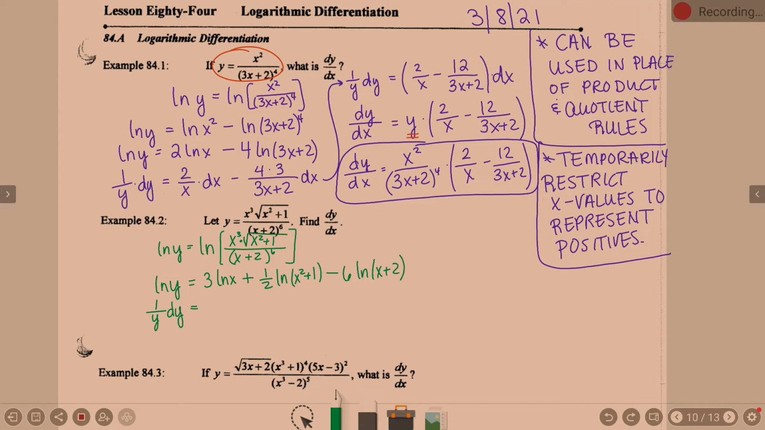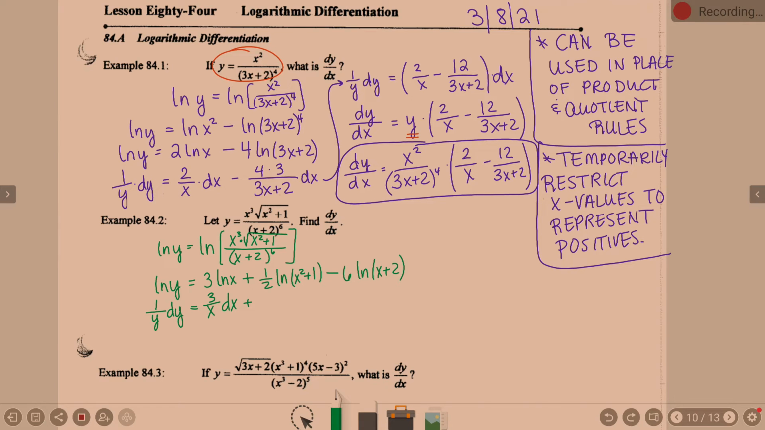One over y dy. Every time, guys. Every time. Derivative of 3 natural log of x. 3 over x dx. Okay. So the 1 over x times the 3 makes it 3 over x dx.